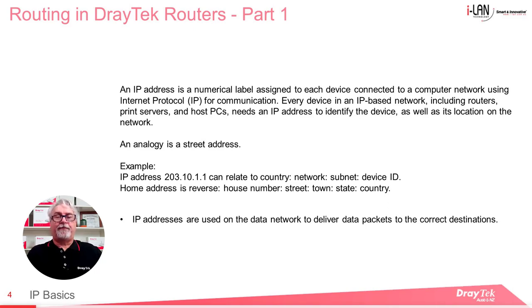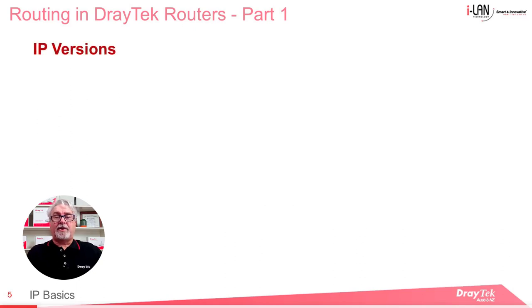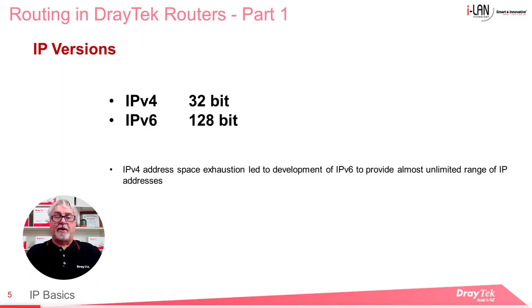correct destinations. There are two versions of the Internet Protocol in common use on the internet today. These are IP version 4 and IP version 6. IPv4 was developed in the 1970s, and at the time it was thought to provide more than enough numbers to handle all the network devices in the world. However, since it uses 32 bits for addressing, this limited the number of possible IP addresses. With the expansion of the internet, it became apparent that the original assumptions were not correct, and we ended up with a shortage in the number of available IPv4 addresses.